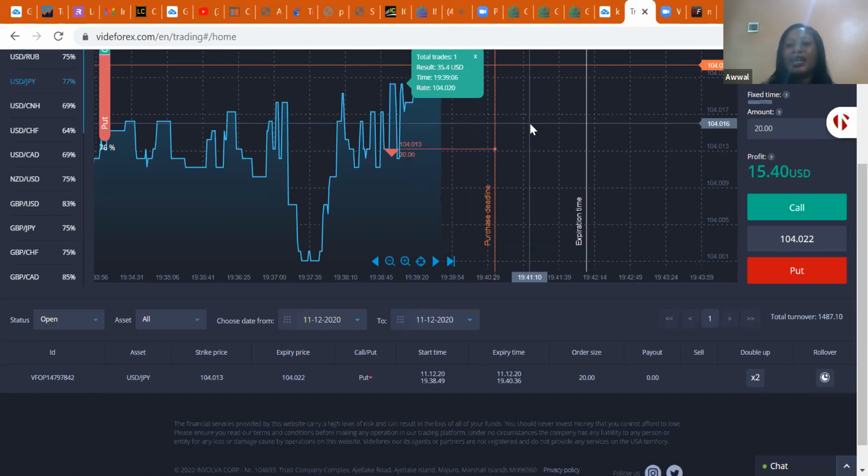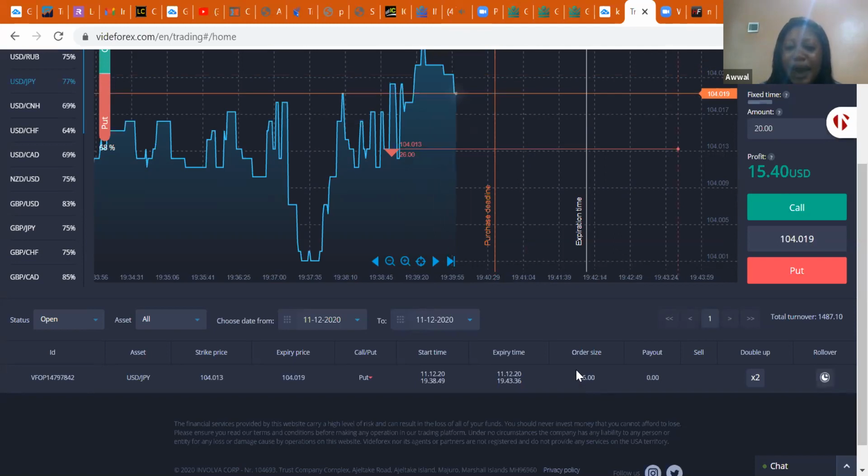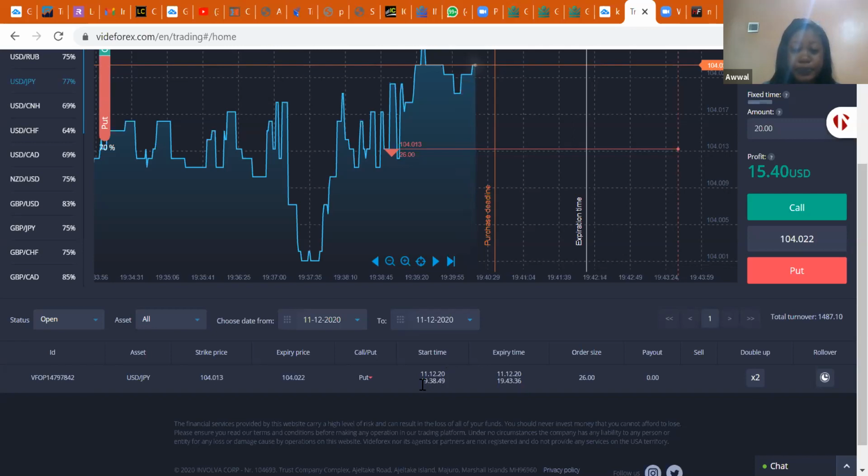All right. Now I was telling you about rollover. You can see this is rollover here. All I need to do is buy more time if that particular trade is not going my way yet. If I click on rollover, you can see that my order for the sell has increased to 26. I invested $20, but because I rolled over, it has increased to 26. Here you can see my start time. I started this trade at 1938, and it is going to close by 1943.